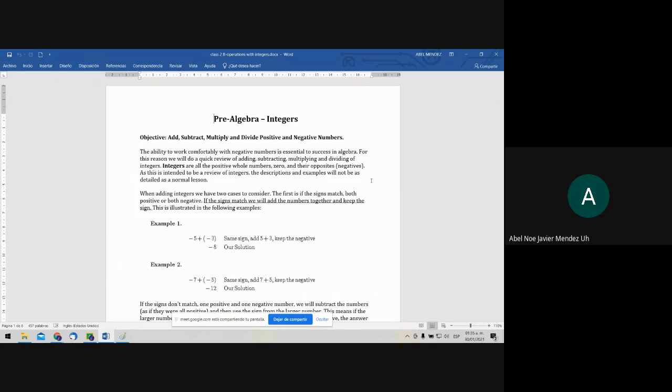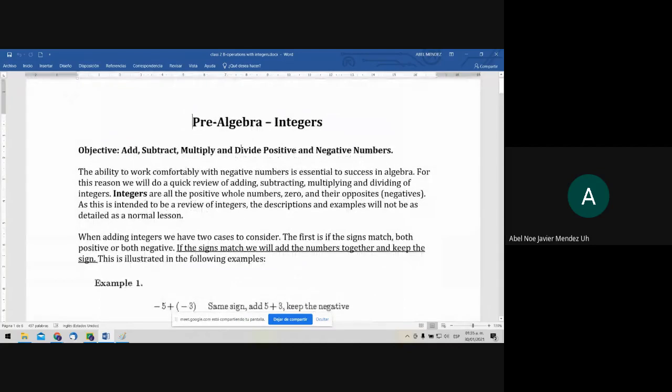We need to remember the use of the negative numbers. Okay, pre-algebra in integers. Objective: add, subtract, multiply, and divide positive and negative numbers. Okay, this is the second part of the class. You can read in this part of the class.